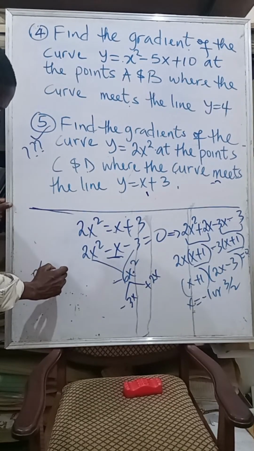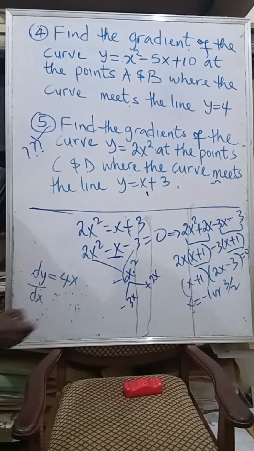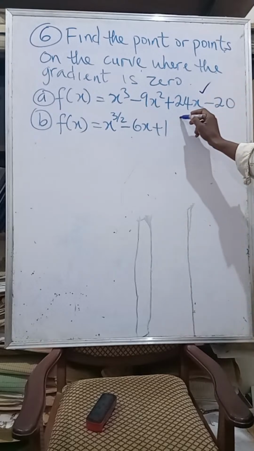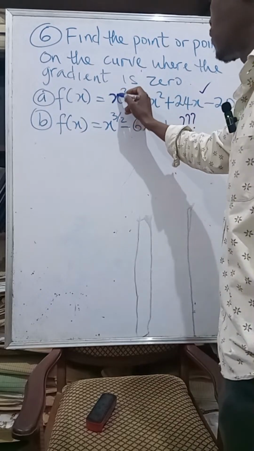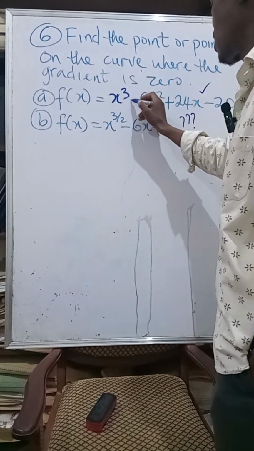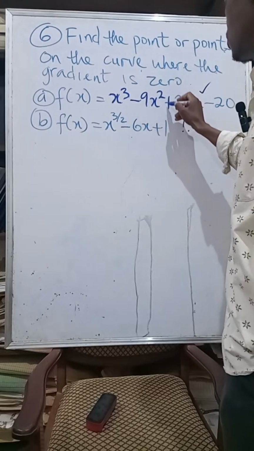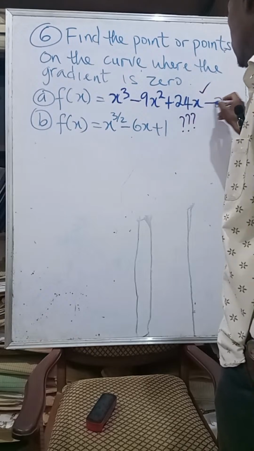Your slope is 4x. Then substitute those points. I'll do the first one, you do the second one, and put the answer in the comment section.